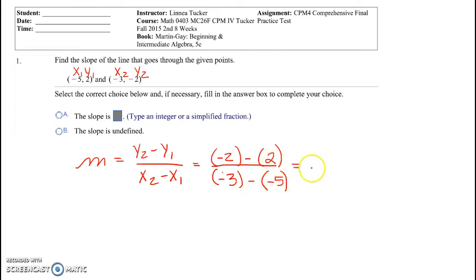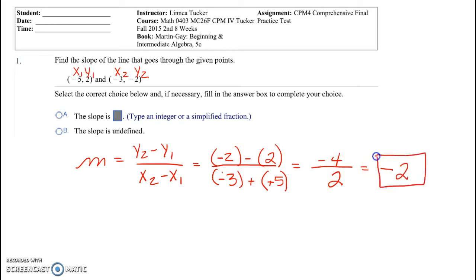All right, now we're just going to do our math. We've got -2 subtract 2, which is -4. Subtracting a negative number is the same as adding, so I'm going to add a line and change the sign. This becomes -3 plus 5, or 5 subtract 3, which is +2. Negative divided by positive is negative. 4 divided by 2 is 2.